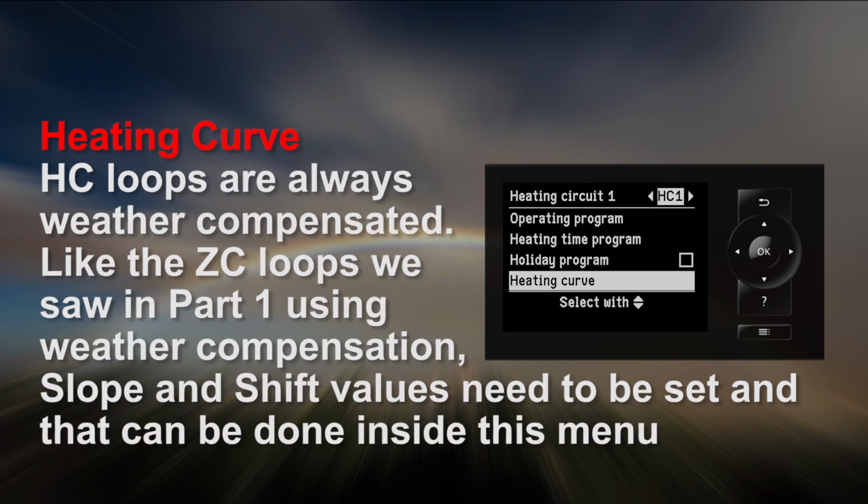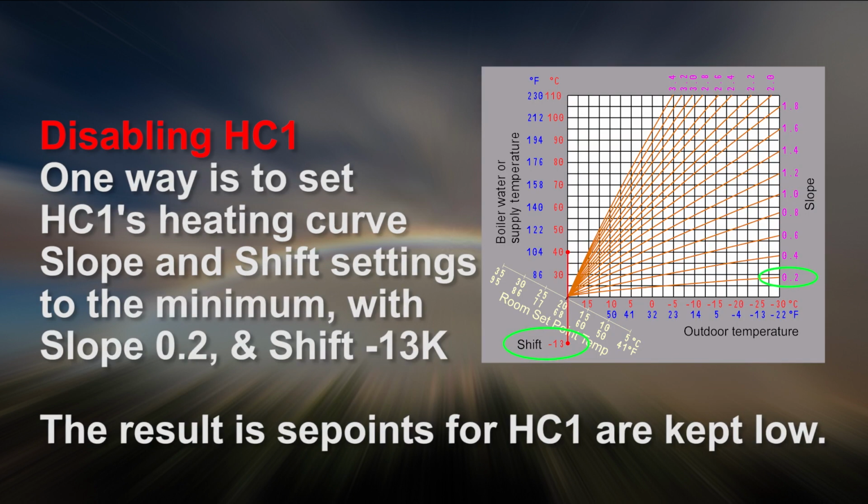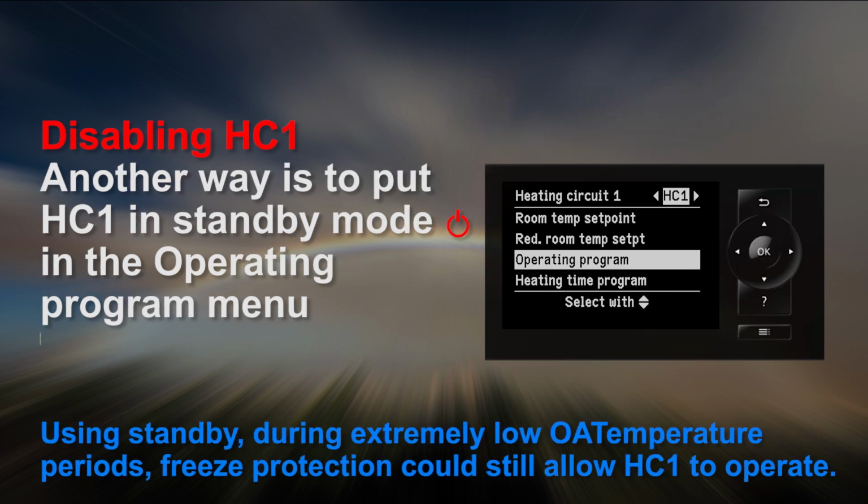Heating curves for heating circuit loops are always weather compensated. Like the zone circuit loops we saw in part 1 using weather compensation, slope and shift values need to be set, and that can be done inside this menu. As pointed out earlier, in every configuration, heating circuit 1 is present. Heating circuit 1 can be disabled in a couple of ways. One way is to set heating circuit 1's heating curve slope and shift settings to the minimum. Slope set to 0.2 and shift set to -13 Kelvin. The result is the set point for heating circuit 1 is kept low. Another way is to put heating circuit 1 in standby mode in the operating program menu.